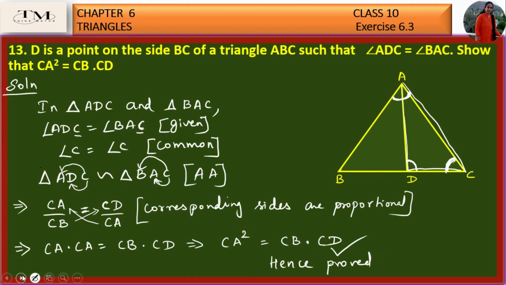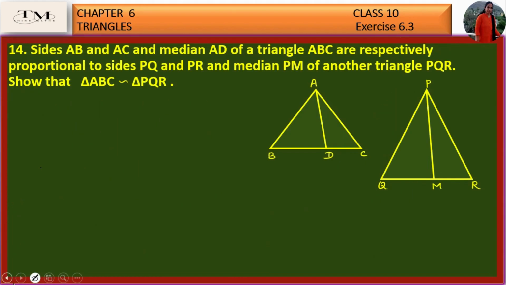Okay children, moving on to the next problem. What is given? Sides AB and AC and median AD of a triangle ABC are respectively proportional to sides PQ and PR and median PM of another triangle PQR. We have to show that triangle ABC is similar to triangle PQR. Just listen carefully. This is so simple. We just have to apply the concepts we have studied in 9th standard.